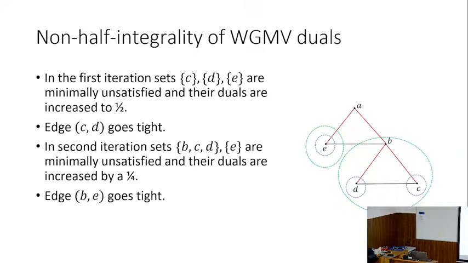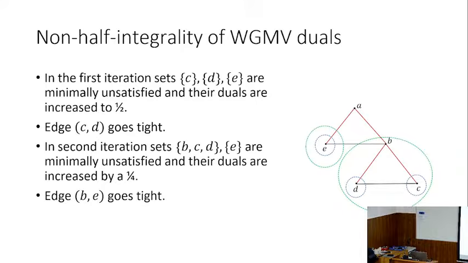So you raise their dual, and remember these edges have capacity 1, so both of these increase to a half, and then this edge goes tight. So at time equals half, this goes tight, and this is also at a half. And now what's going to happen, right? This whole thing becomes a minimal unsatisfied set. Why? Because this is satisfied now, these two. This doesn't have a requirement of a 1. This becomes minimal unsatisfied, so you're going to increase its dual value.